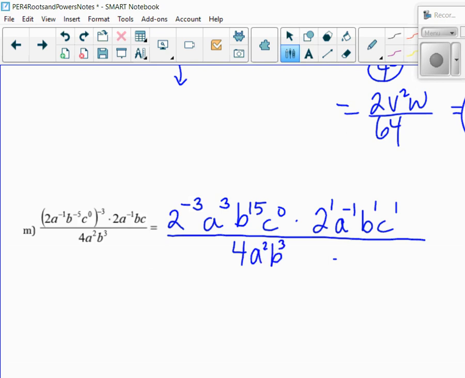Okay, so now I'm going to do the top. I'm not going to do the bottom yet. I'm just going to manage the top. So what do I get for 2 to the power there? Negative 2. What do I get for a? a to the power 2. What do I get for b? b to the power 16. What do I get for c? c to the power 1. Okay, on the bottom I get 4a squared b cubed.